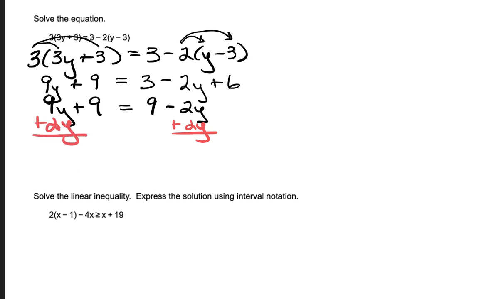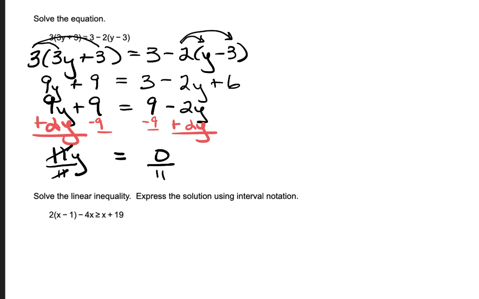And then we want to take the 9 to the other side. We'll subtract 9. Let's see what we have. We have 9y plus 2y is 11y. This is 0. We get 0 and 0. You good with that? So we have 11y equals 0. Final step, divide out by 11.